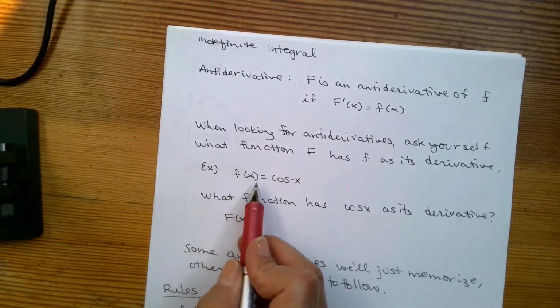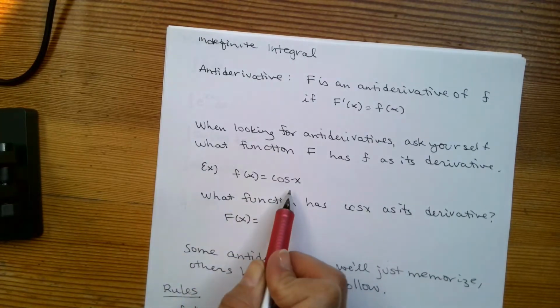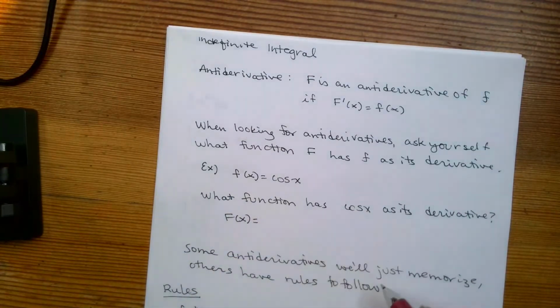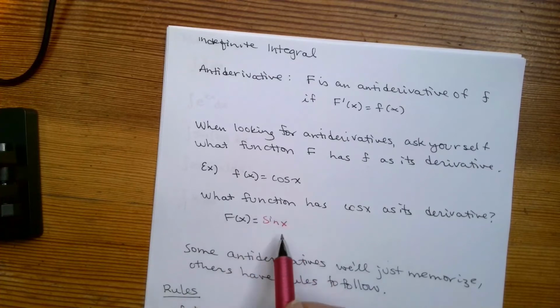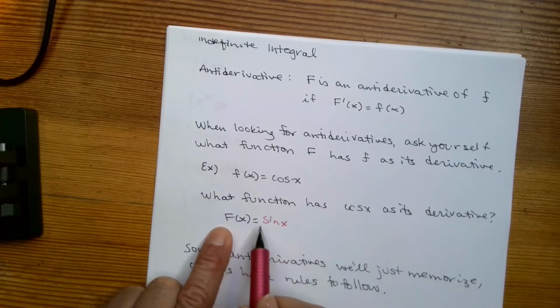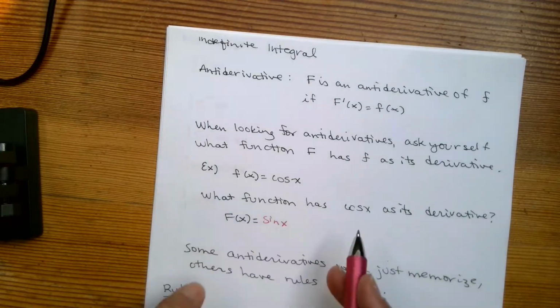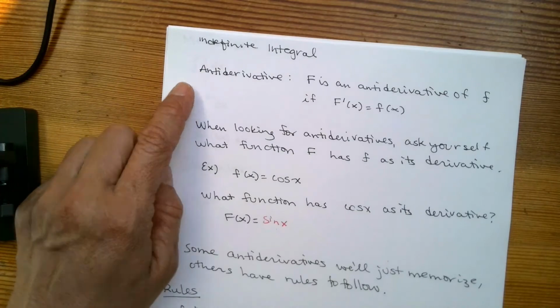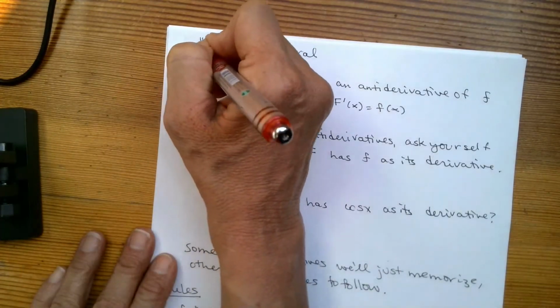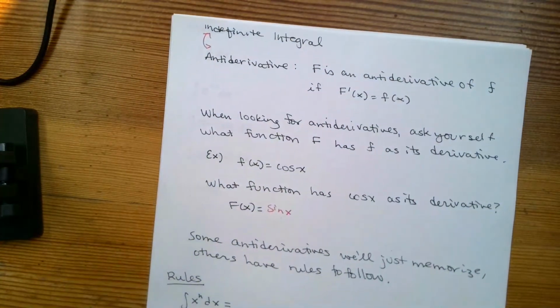So for example, if little f is cosine x, what function do we differentiate to get to cosine x? Exactly, sine x. So capital F of x is sine x, and this is the antiderivative of cosine x because of sine.